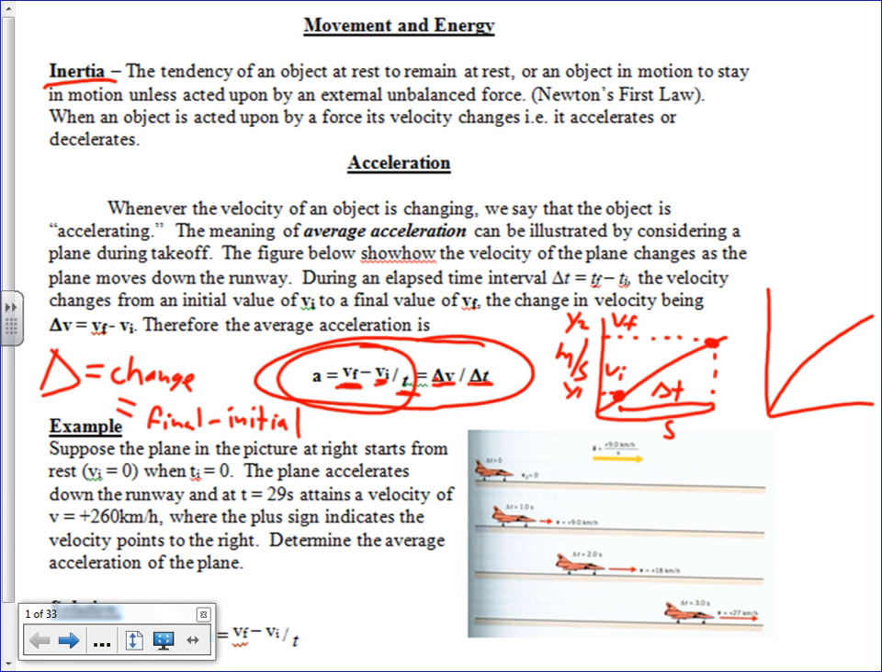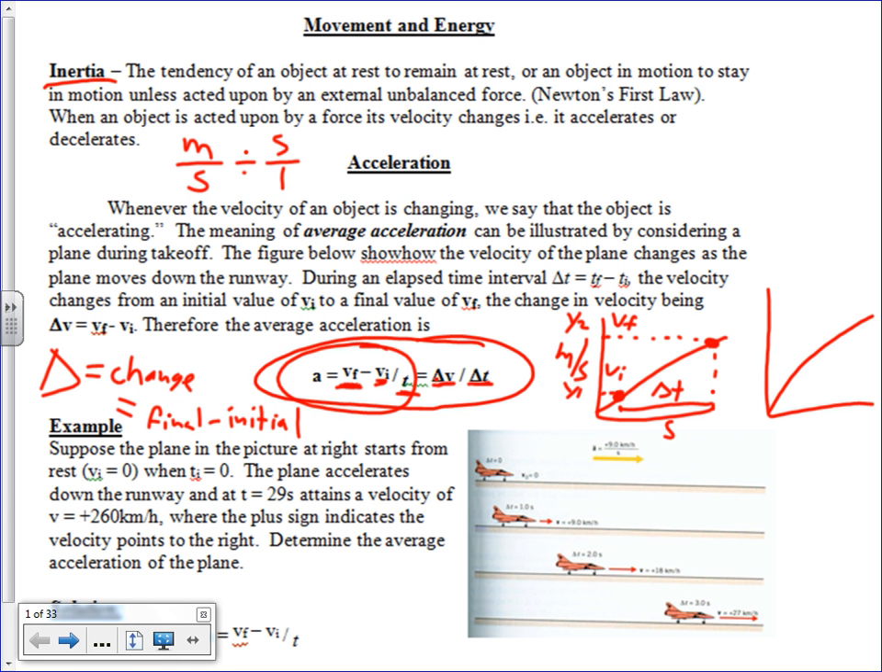Anytime you want to find the average acceleration of something, you take the final velocity, subtract the initial velocity, that gives you the change, you divide it by the time. Now, it gives you weird units when you do that. The units we get when we do that. We're dividing meters per second by seconds. So meters per second divided by seconds.